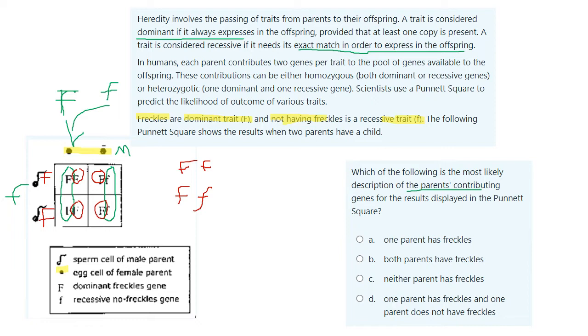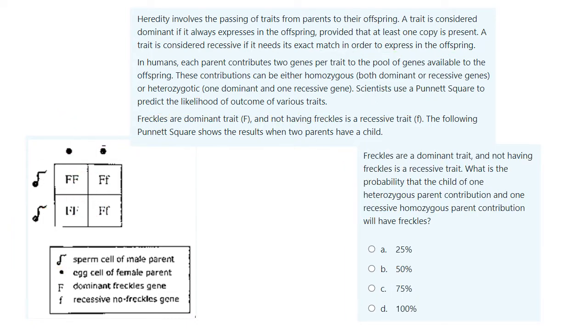So both parents would have freckles. They would both have, because one has the dominant gene, 2 of them. The other has one dominant and one recessive, but because freckles are dominant, the freckles will show themselves. So answer B is correct. Freckles are a dominant trait. Not having freckles is a recessive trait.